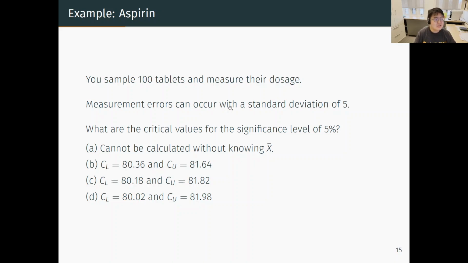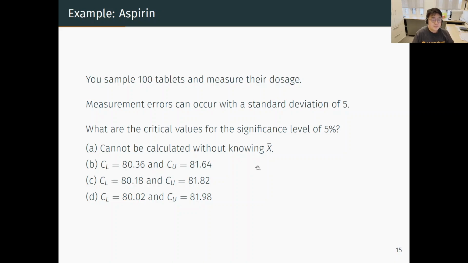And then in this case, without any data, you just plan to sample 100 tablets. Can you calculate the critical values for the significance level of 5%? We did this in the previous chapter, so think about it. I think doing the algebra should be simple enough. The formula can be found in the previous slide.